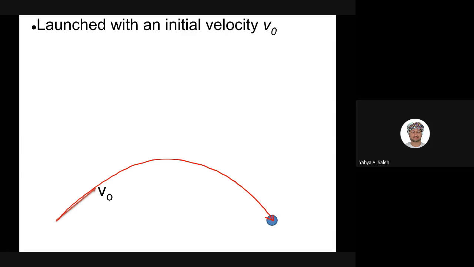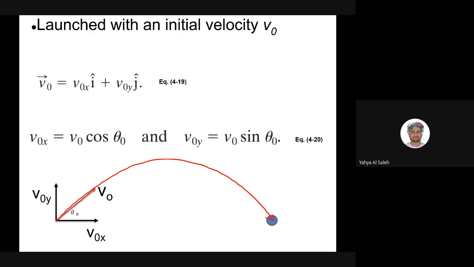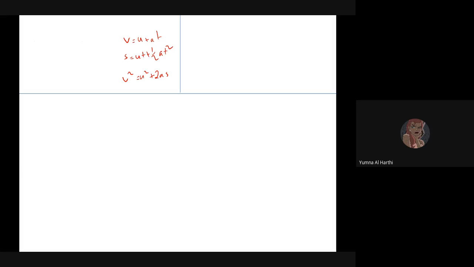Yes. Okay. So let's draw an X and Y axis. This is a vector, so I can break it down into V naught X and V naught Y. Right? V cosine theta, V sine theta. Yes? Okay. All right.